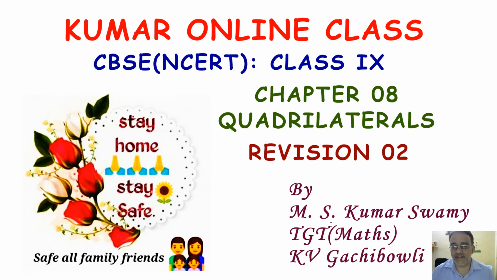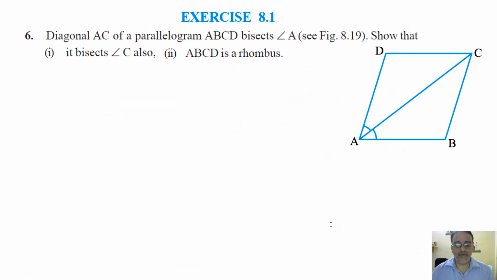Today we are going to start revision number 2 of chapter number 8, Quadrilaterals. Now we are going to complete the left out questions of exercise 8.1. पिछले revision में हम लोग 5th question तक किए थे, right? So this is revision number 2. So let us start with the question number 6.